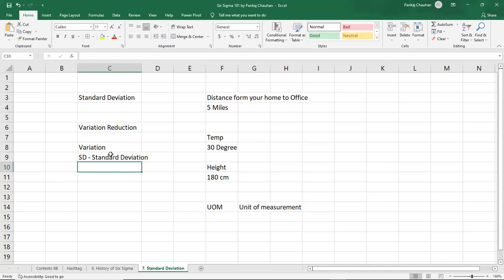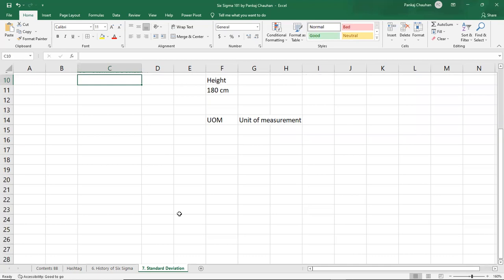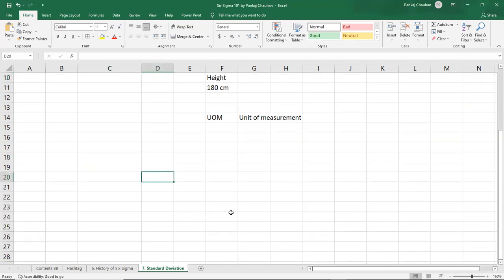So let us understand what this standard deviation is, because standard deviation plays a very important, very crucial role in Six Sigma, and each and every calculation is based on the standard deviation. So you people must know what the standard deviation is. So what is the standard deviation? Let us understand here step by step.